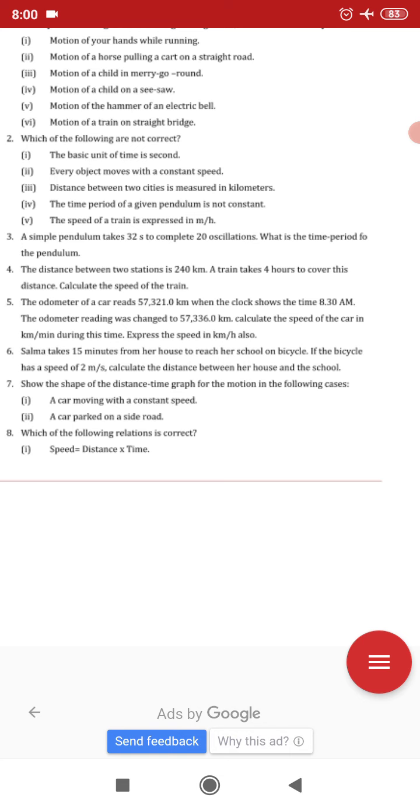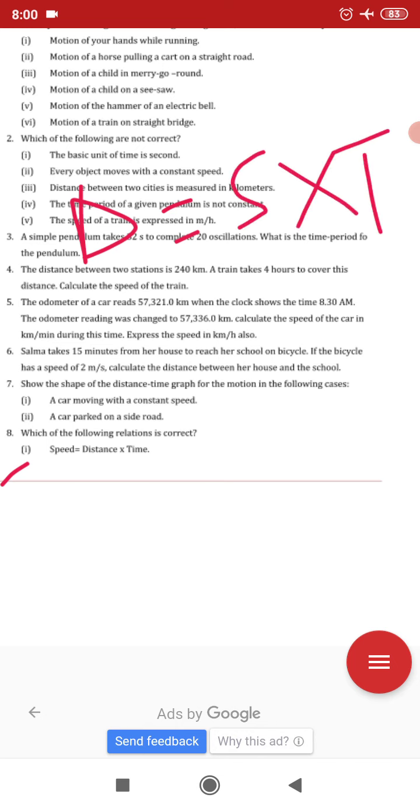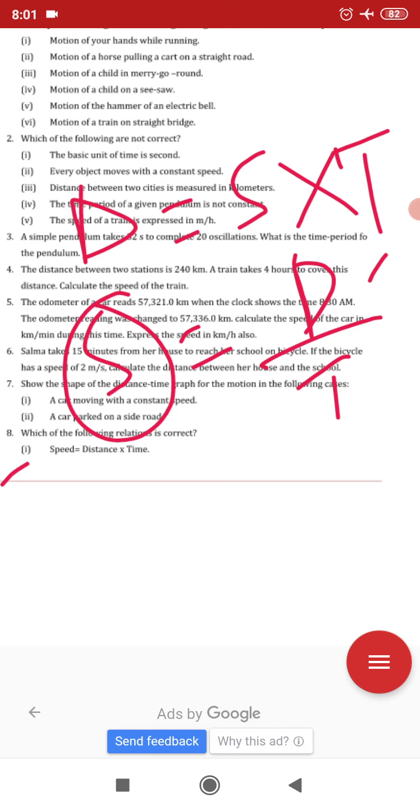Now 8, which of the following relation is correct? Speed equal to distance into time. That is correct or incorrect? No, the relation between distance and time is distance d equal to speed into time. Okay, so speed equal to d, that means distance covered, by time taken. So speed equal to d by t, distance that is covered and the time that is taken by the particular object, car, train, whatever. Okay, so that is the relation.